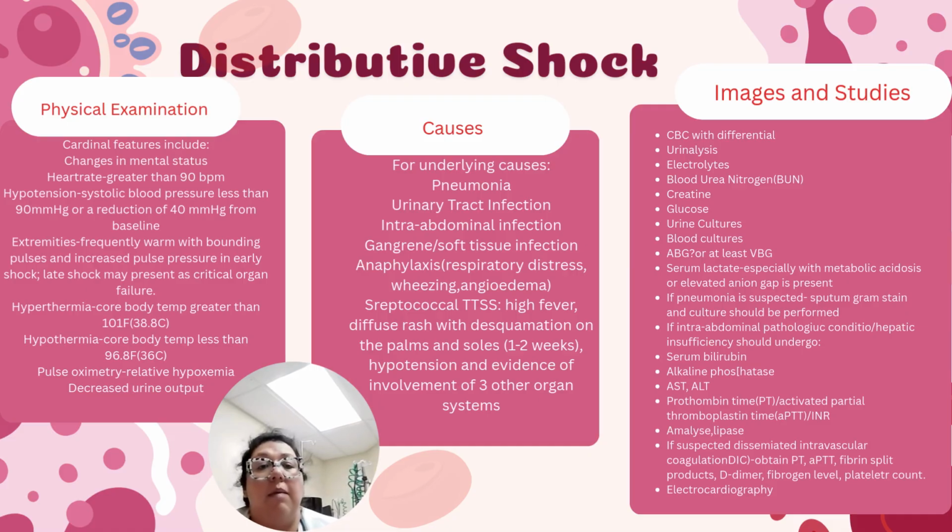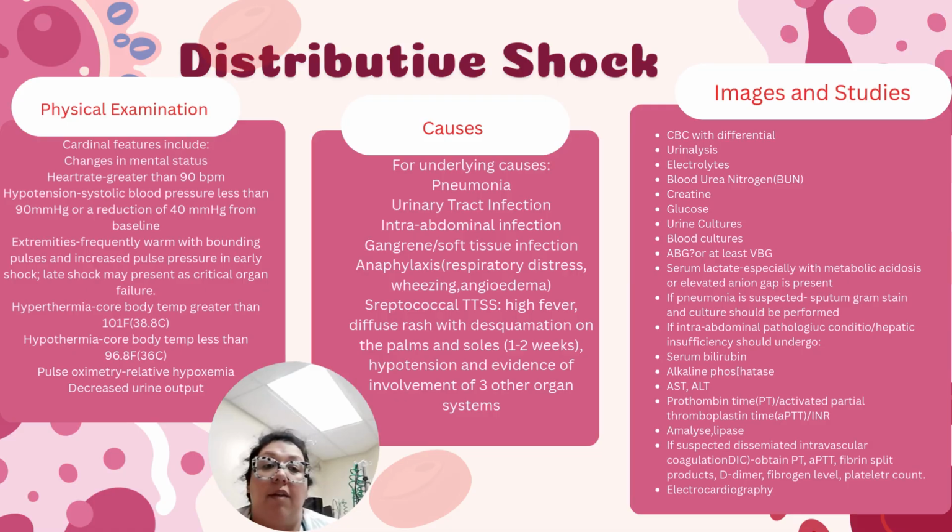systems. Images and studies that are done to diagnose a distributive shock are CBCs with differentials, urinalysis, electrolytes, blood urea nitrogen, also known as BUN, creatinine, glucose, urine cultures, blood cultures, ABGs, or at least a VBG, serum lactate, especially with metabolic acidosis or elevated anion gap is present. If pneumonia is suspected, a sputum gram stain and culture should be performed.